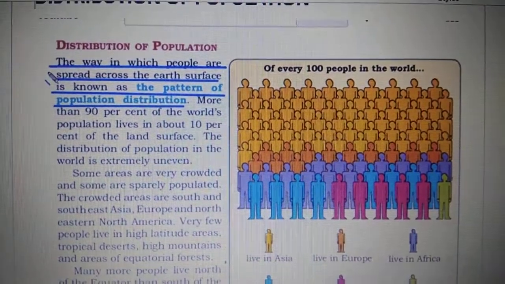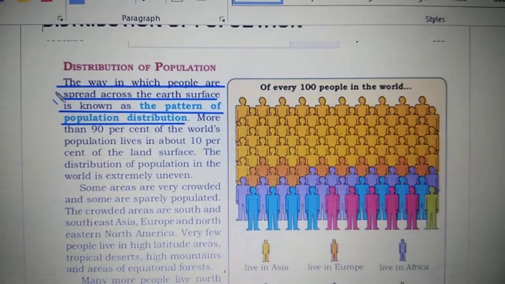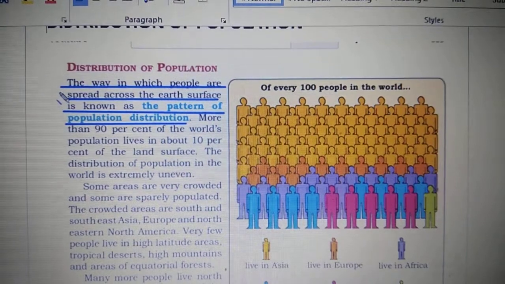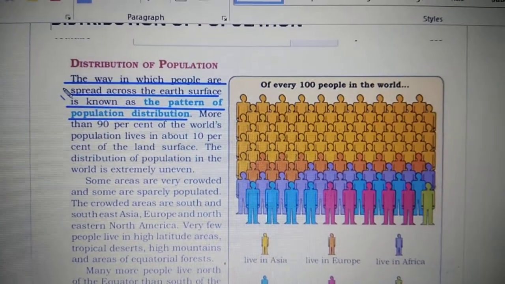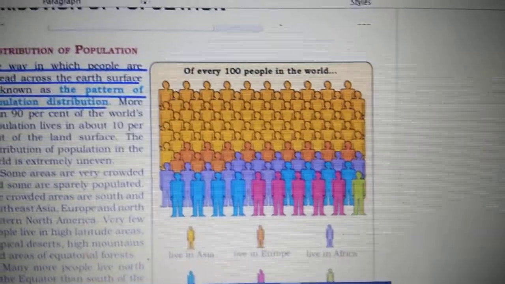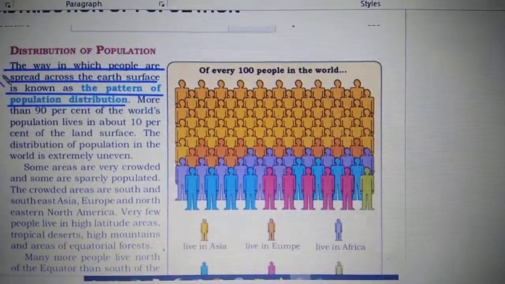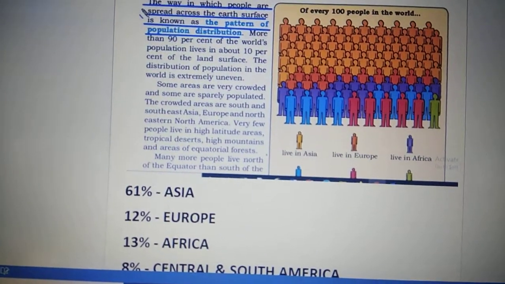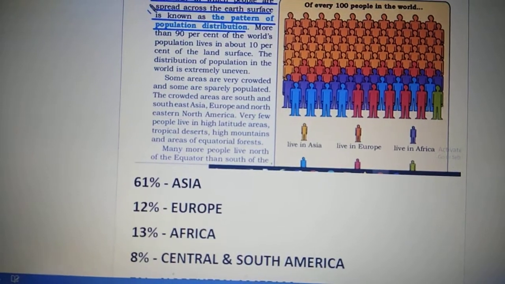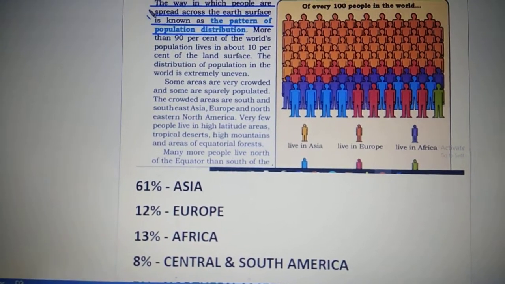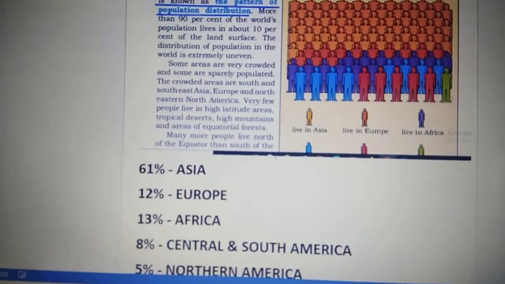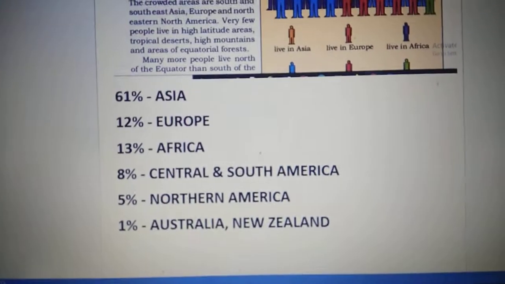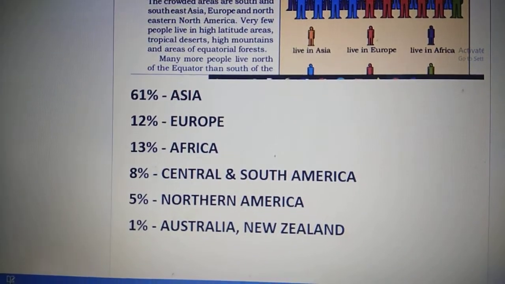Then we go to the next heading, that is distribution of population. Okay, the way in which people are spread across the earth's surface is known as a pattern of population distribution. Now you can see this chart here. Out of every 100 people in the world, 61% live in Asia, 12% live in Europe, 13% live in Africa, 8% live in Central and South America, 5% in Northern America, and 1% in Australia and New Zealand.